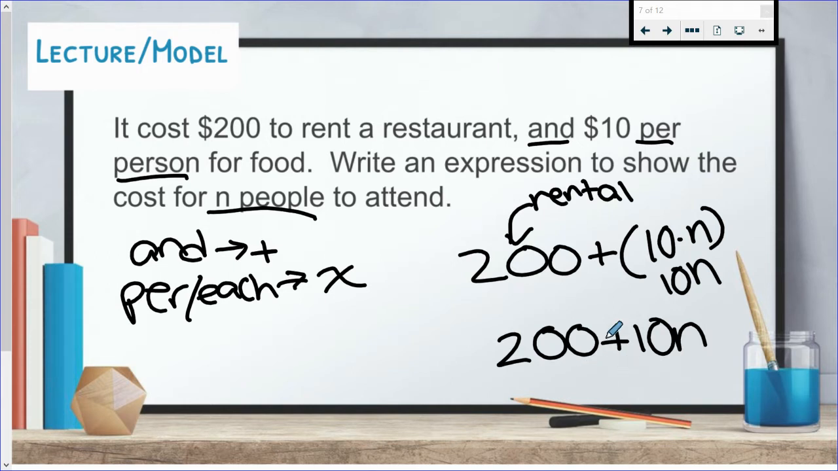All right, let's keep going. Actually, let's rewind really quick. The 200 is the rental, and the 10N is the $10 per person. Say you had 5 people come, it would be 10 times 5, which is $50 for the food, plus the 200 it costs to rent.